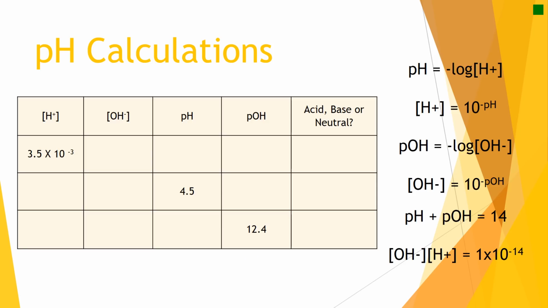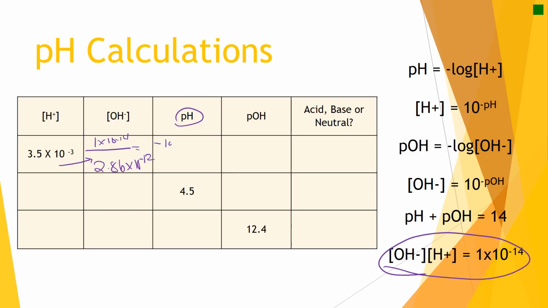So the first thing that I'm going to do is solve, and you can do it in any order you want if you're trying to do one of these tables. So to find hydroxide, I'm going to use this bottom one, which is 1 times 10 to the negative 14th, and I'm going to divide it by my hydronium ion concentration. When I press enter, I get 2.86 times 10 to the negative 12th. To find my pH, I'm going to take my negative log of my hydronium ion concentration, which is the 3.5, and then when I do that, I get 2.46.